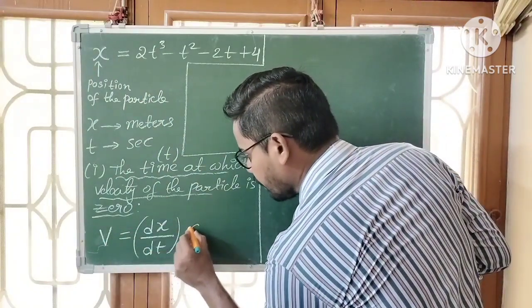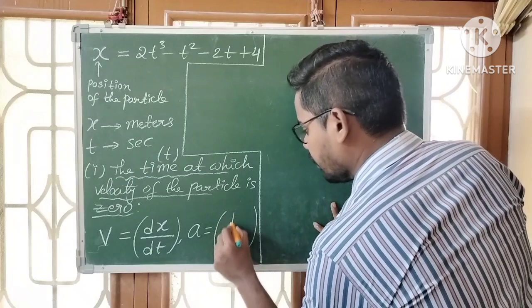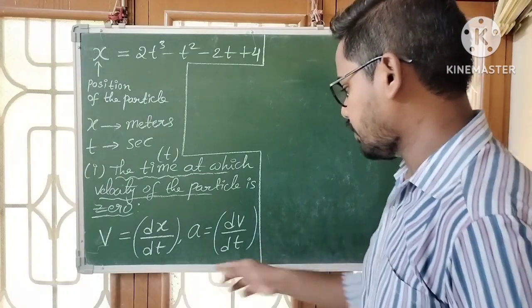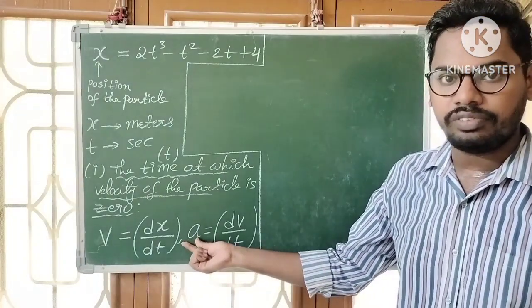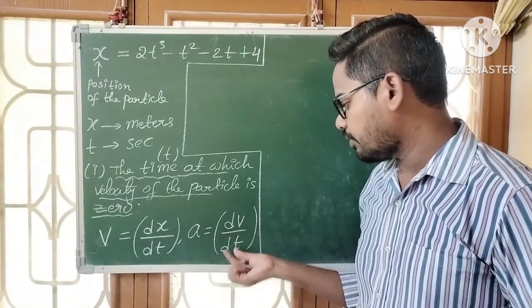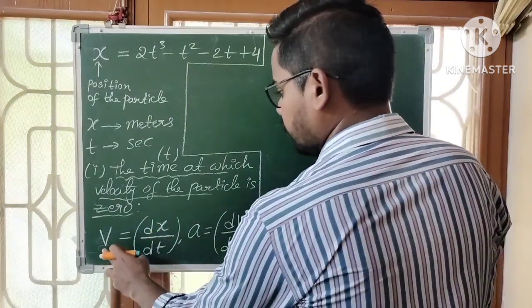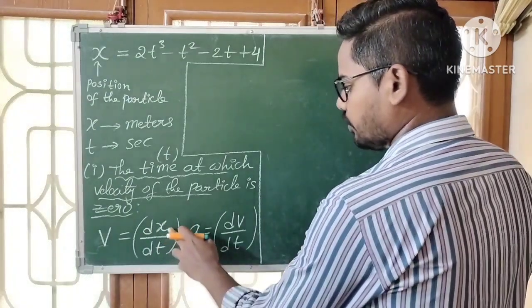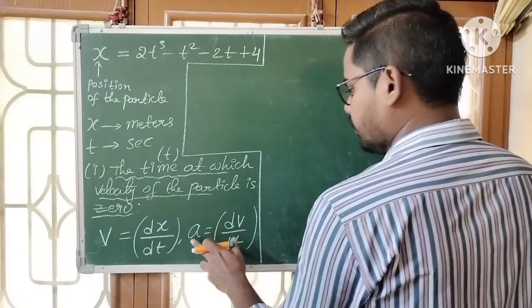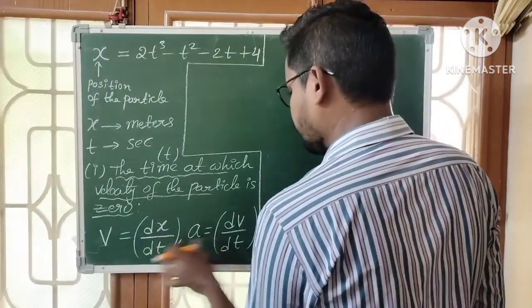And what about acceleration? Acceleration, denoted by small a, is the derivative of velocity with respect to time, dv/dt. So acceleration means rate of change of velocity with respect to time. So v = dx/dt, a = dv/dt. Instantaneous velocity is the rate of change of position or displacement with respect to time, and instantaneous acceleration is the rate of change of velocity with respect to time. So we have to use these two concepts here.